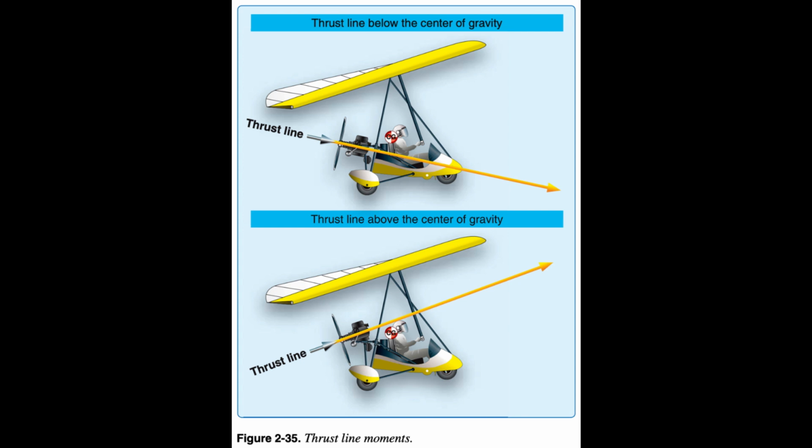If the propeller thrust is above the CG, figure 2.35, bottom, this creates a pitch down moment about the CG when thrust is applied and a resultant increase in speed. When reducing the throttle, it reduces this moment and a nose pitch-up results with a decrease in speed.